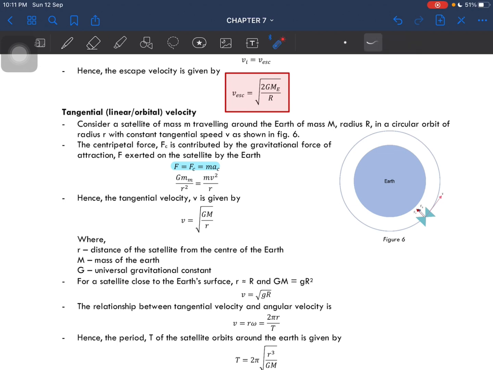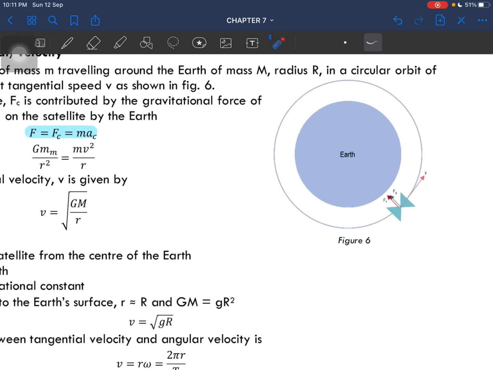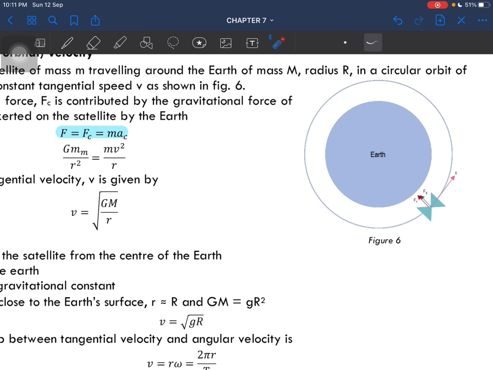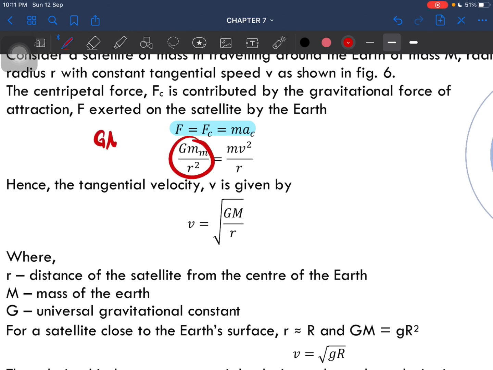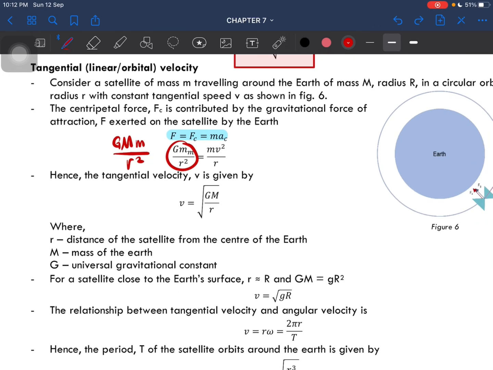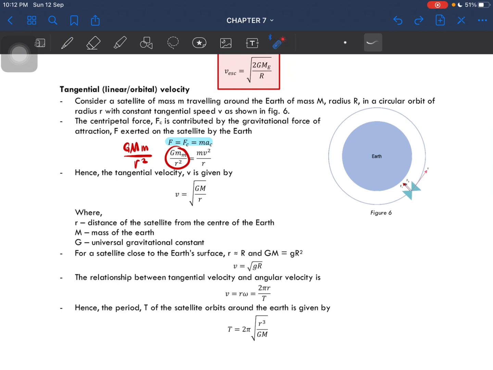We know that the centripetal force present in the satellite is only the gravitational force. This gravitational force equation is equal to GMm over r square, with capital M subscript and small m, all in one line. This is the gravitational force. It is set equal to ma_c, which is mv square over r. So what you need to remember is that the gravitational force is equal to mv square over r.